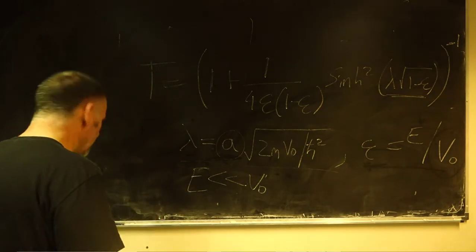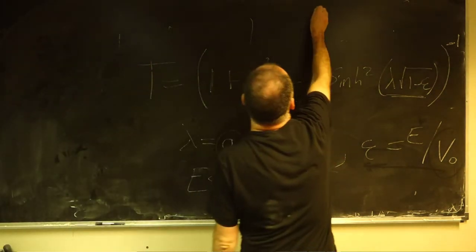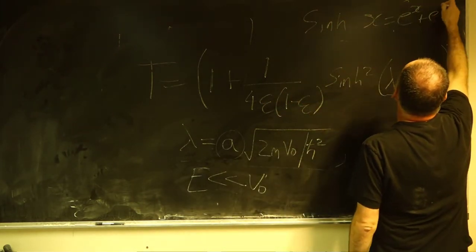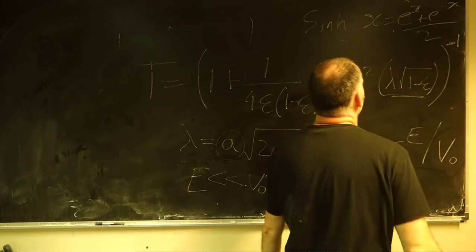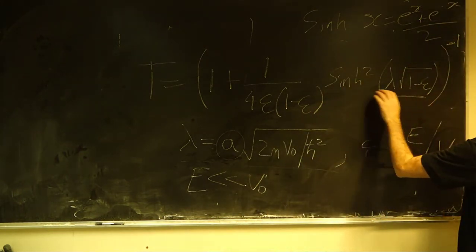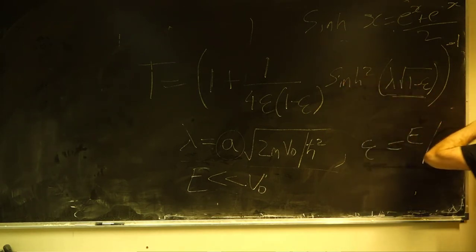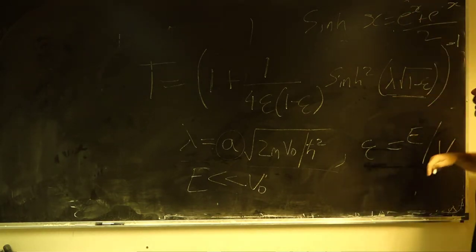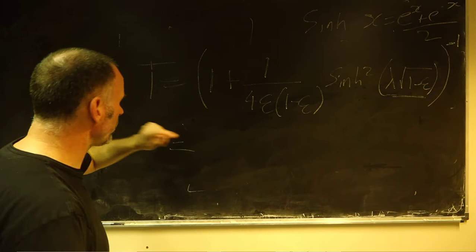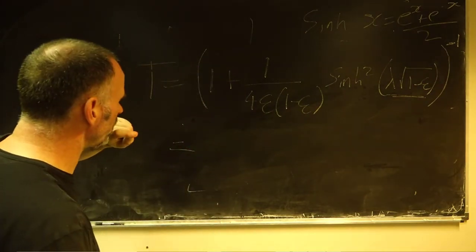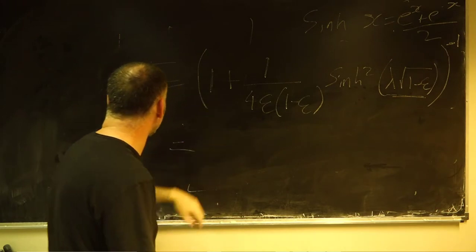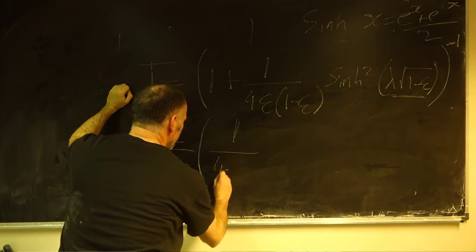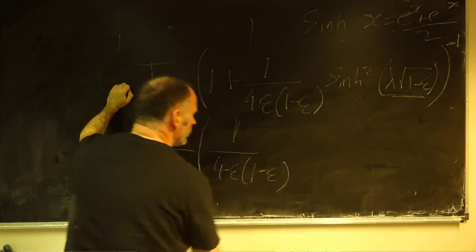So that means that given that sinh x is equal to e to the x plus e to the minus x over 2, if the argument to the sinh function is much greater than 1, then this term is going to dominate and this one is going to drop away. Taking that into account, and also that if epsilon is much less than 1, then this term is going to dominate over the 1 here. So what we're going to have then is 1, because that term is dominating over the 1.